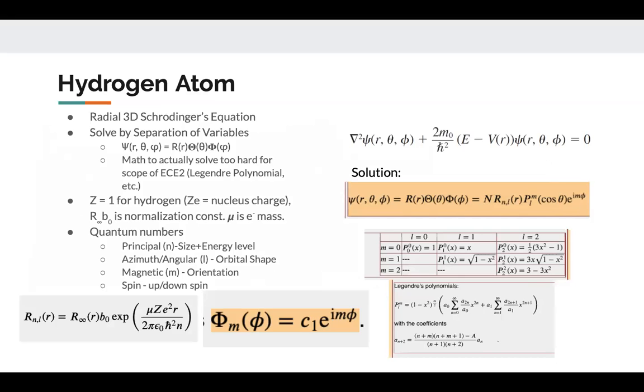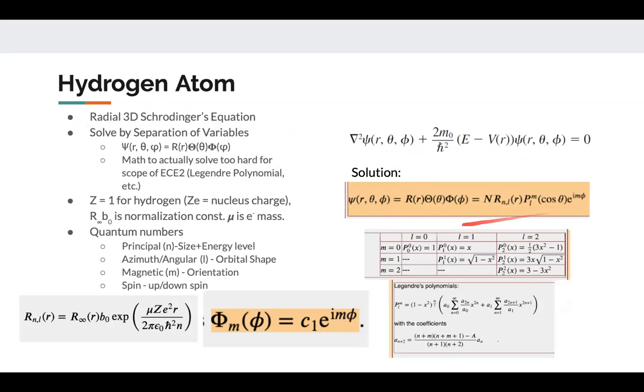So the hydrogen atom. I saw on Shiwei's midterm last year that there's a question about the hydrogen atom. The actual math to derive the equation is kind of too hard. I looked into it, it's pretty scary. Basically, you take the radial 3D Schrodinger equation, you solve by separation of variables, and then you do some differential equations magic, and you arrive at this equation right here.